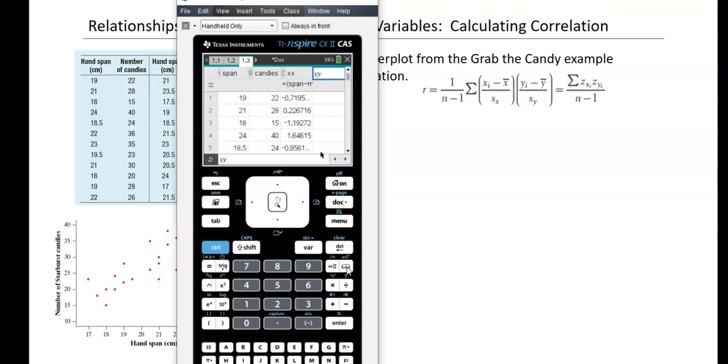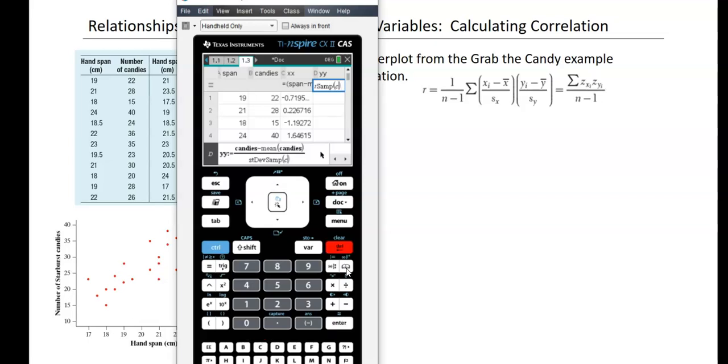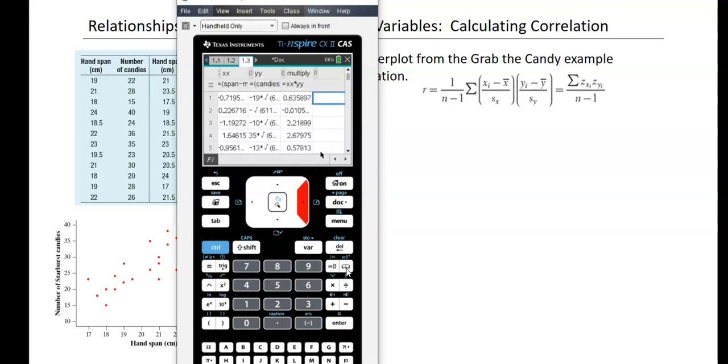I'm going to call this yy. Same thing, but for the Y variable here. Control divide, if you look at the bottom of the screen. This one's called candies, minus the mean of candies, over, I'm going to go back to the catalog here, standard deviation of the sample of candies, and get all those values. They look weird there, okay. Now I'm going to call it multiply. So I'm multiplying those values, xx times yy. Oh, beautiful. We got all those numbers. Those look great.